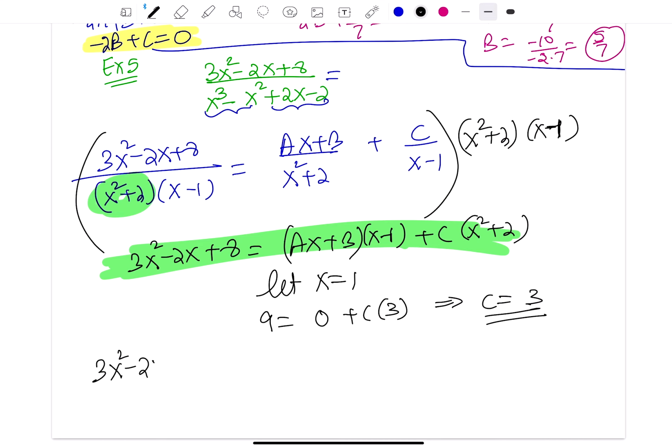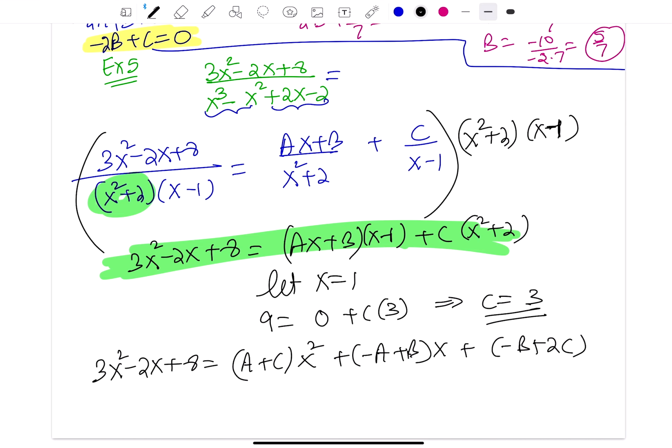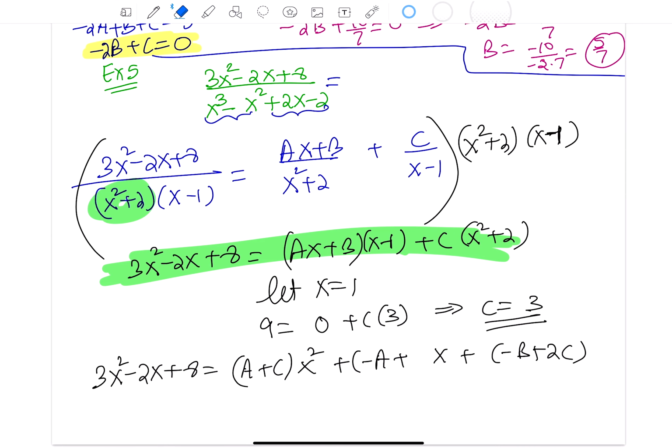So 3x squared minus 2x plus 8 turns out to be, I'm going to go through it a little faster, negative a plus b, just distributing and combining the like terms, getting all the x terms together, all the x squared terms together, and constant terms together. Now we can see that a plus c has to equal 3. And we already know what c is. That means if I plug in c as 3, then a is going to equal 0. So we just found a, and we already know c.